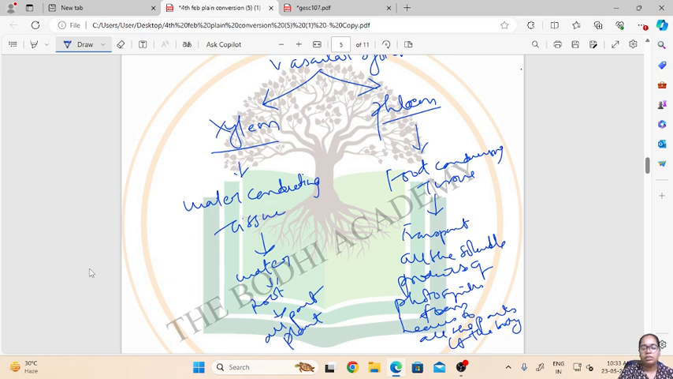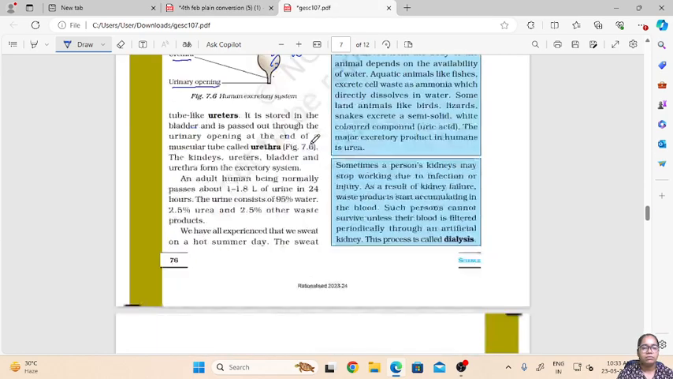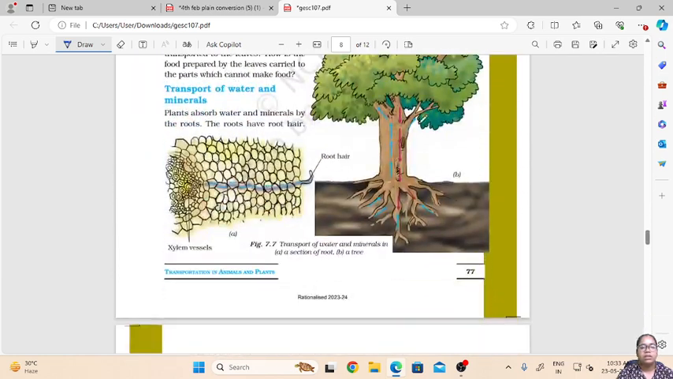Okay, so this is how transportation takes place in plants. See, the plants consist of xylem and phloem. So the plant root will absorb all the water from the soil, and then the conducting tissue, water conducting tissue, that is the xylem, will help in conducting the water through all parts of the plants.